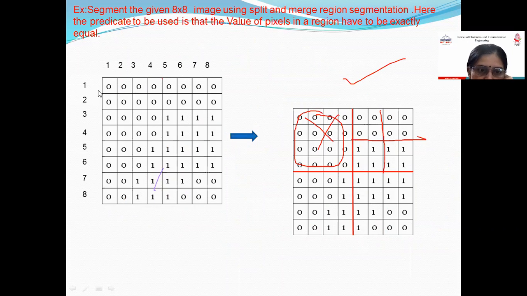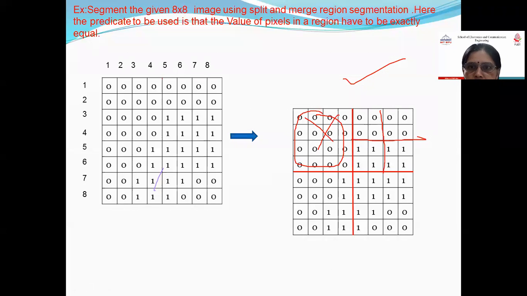Okay, so this is an 8 by 8 image. First 2 rows are zeros. Third row is 0, 0, 0, 0, 1, 1, 1, 1. Fourth row is the same as the third row. Fifth row is 3 zeros and 5 ones. Sixth row is again 3 zeros, 5 ones. Seventh row is 2 zeros, 4 ones, again 2 zeros. Eighth row is identical to the 7th row.